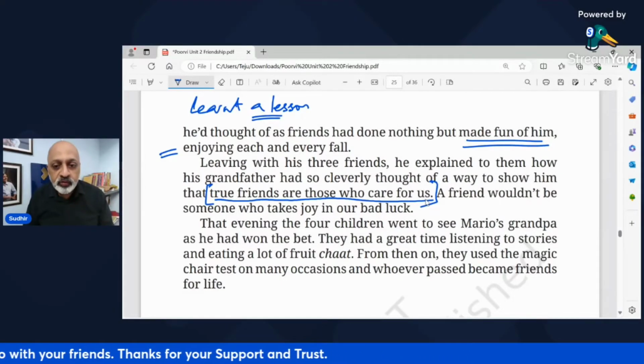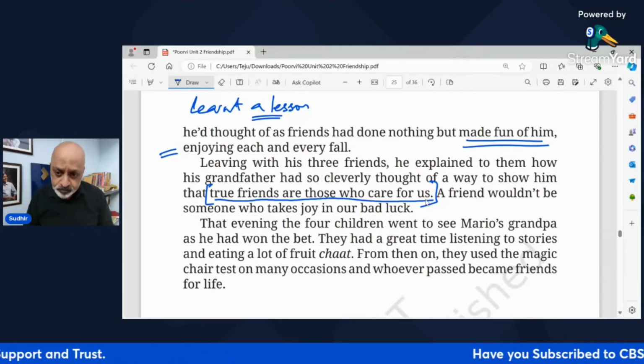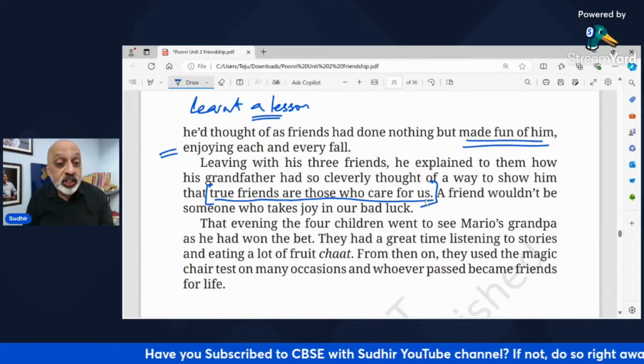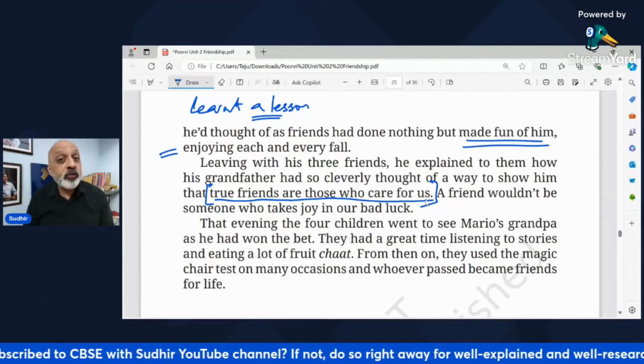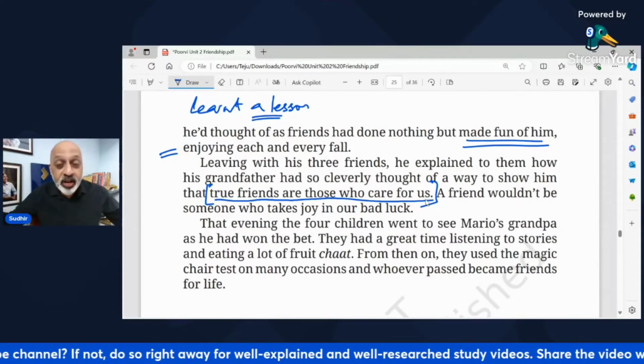So that evening, the 4 children went to see Mario's grandpa as he had won the bet. They had a great time listening to stories and eating a lot of fruit chaat. From then on, they used the magic chair test on many occasions, and whoever passed became friends for life. So that's the magic chair test.